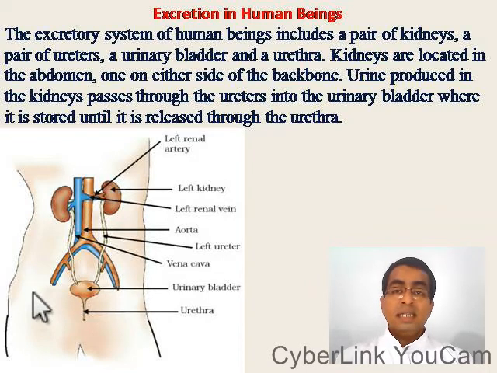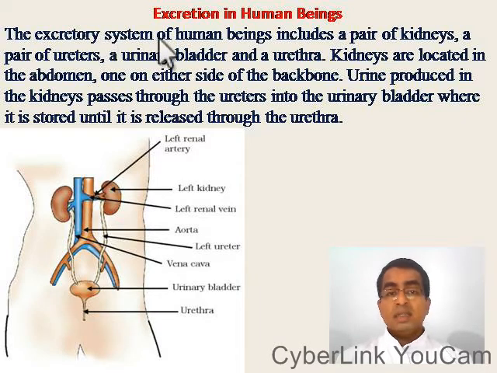The excretory system of human beings includes a pair of kidneys, you can see the right kidney and left kidney, a pair of ureters, right ureter, left ureter, a urinary bladder, and a urethra.